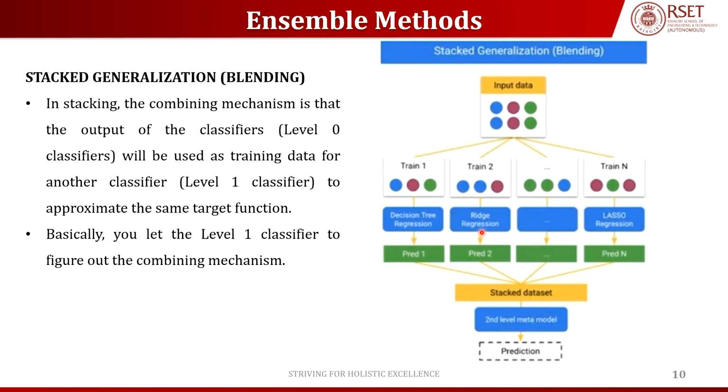Each of these level 0 classifiers produces its own set of predictions. And the key step in stacking is to use these predictions as the training data for a new classifier, which is also known as a level 1 meta model. This meta model learns how to best combine the predictions from the base models to produce the final optimal prediction. It essentially learns the relationships and patterns in the predictions of the base models, making for a much more sophisticated combination than simple voting or averaging.